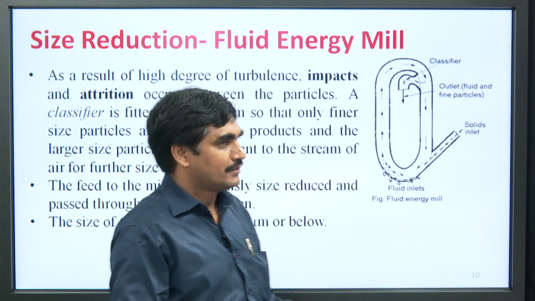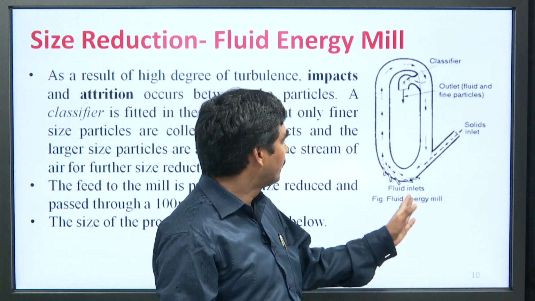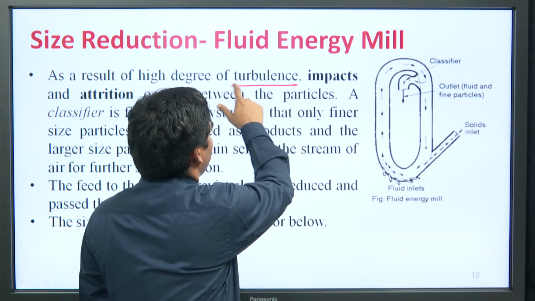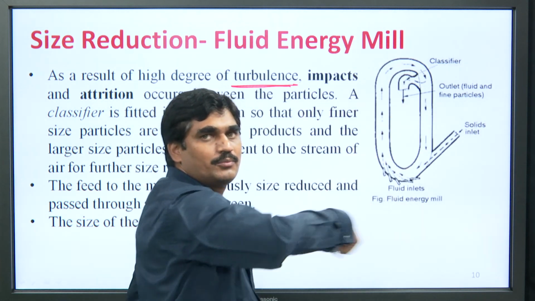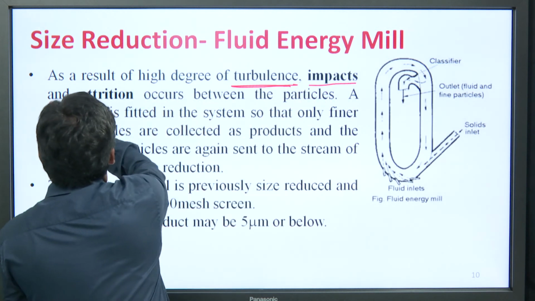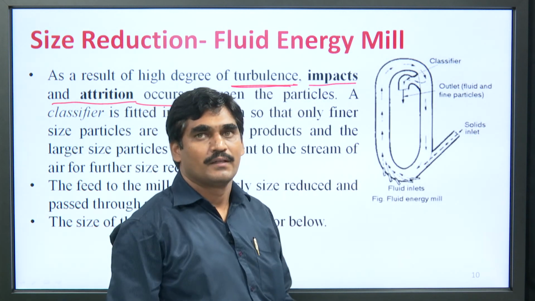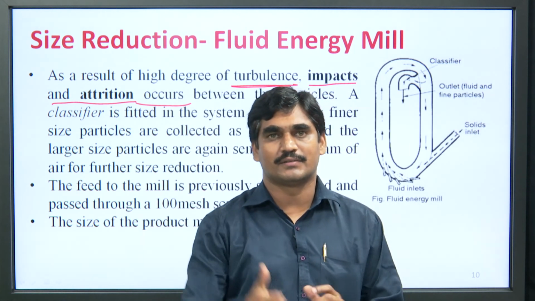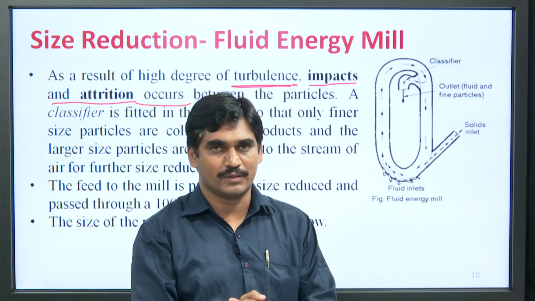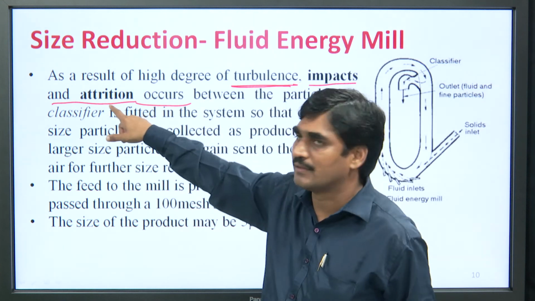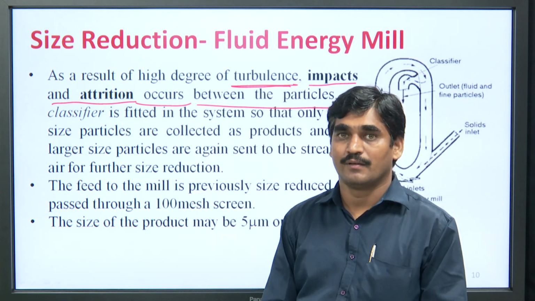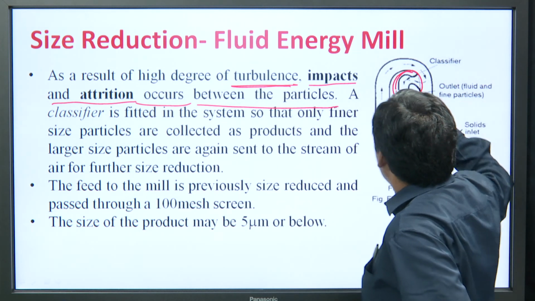As a result, since the fluid is moving at a very high speed and turbulence is created, impact and attrition occur. The mechanism behind the working of the fluid energy mill is impact and attrition. Due to this high degree of turbulence, impact and attrition occur inside the mill and between the particles. Here in the mill a classifier is attached.